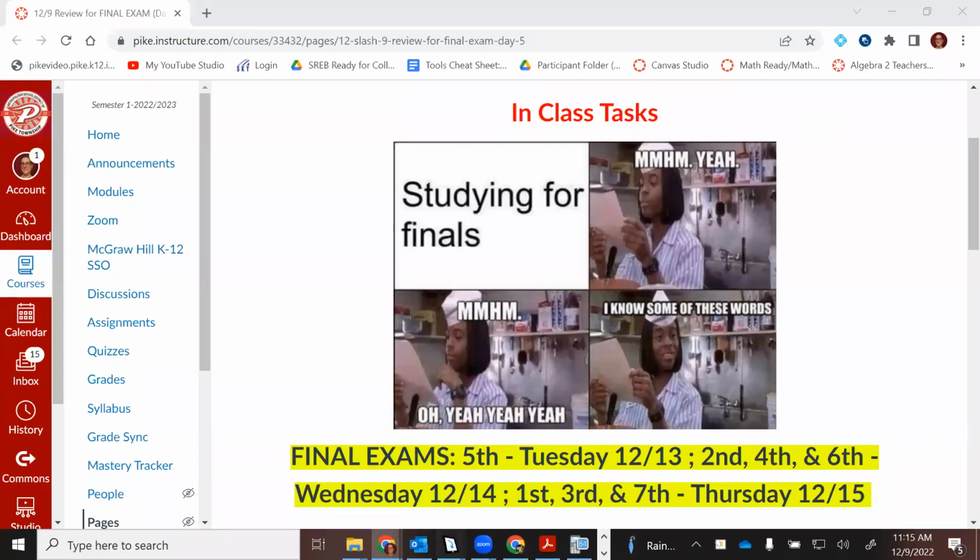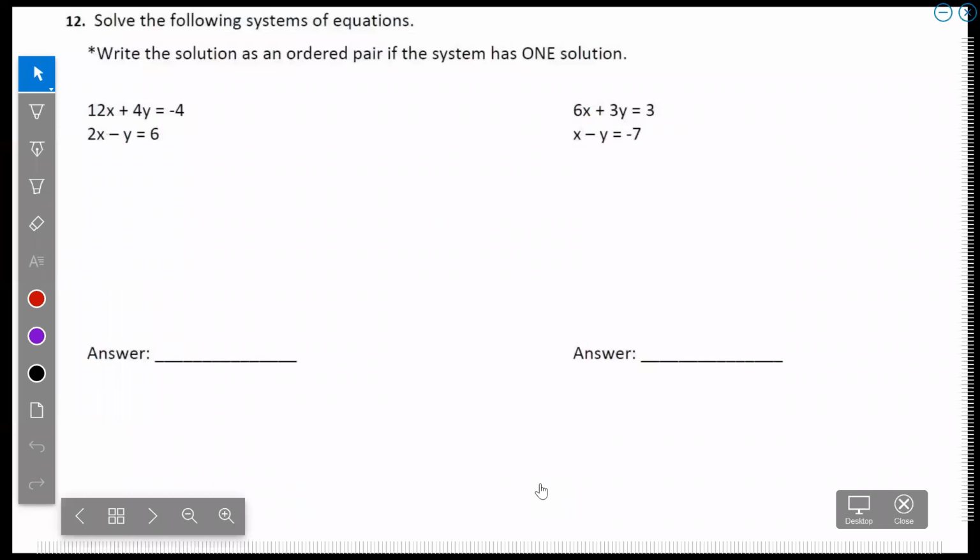All right. We're going to solve these systems. We're going to write the solution as an ordered pair if the system has one solution. The other options would be infinitely many solutions or what? No solution. Absolutely. So we can use the elimination method or the substitution method.